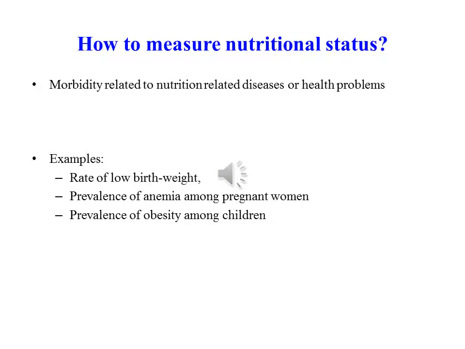There are various ways of assessing the nutritional status. We can estimate the morbidity related to nutritional health problems, such as the prevalence or proportion of children born with low birth weight, that is less than 2.5 kg, prevalence of anemia among pregnant women in the community, or prevalence of obesity among children from a particular age group, such as under 5 children, or in the adolescent age group, or any other specific age group.